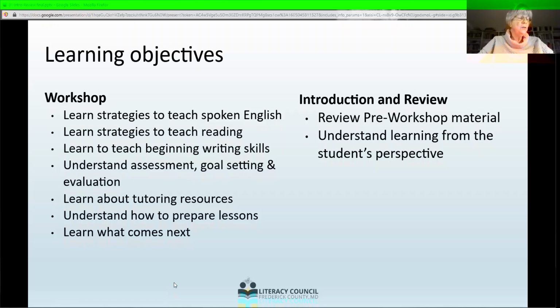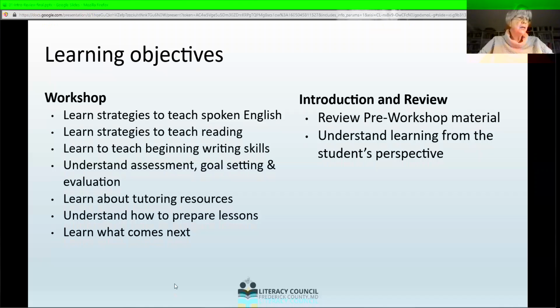We will be providing you with a copy of these slides after the workshop for you to keep for reference. In addition, you should have received a digital copy of a handout file that supplements the information in these slides. You should also have received a copy of the Literacy Council Frederick County Tutor Information Book. The TIB, as we sometimes call it, is an invaluable resource that has been developed by trainers at the Literacy Council over many years. We will be making reference to these 2 resources as we go along through the workshop.